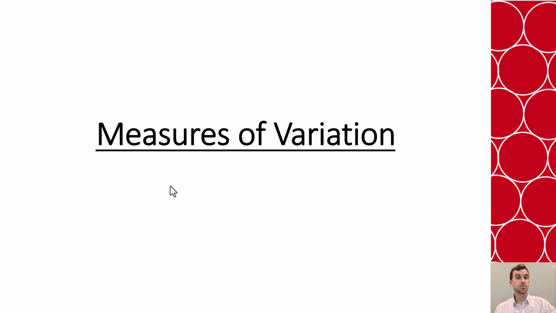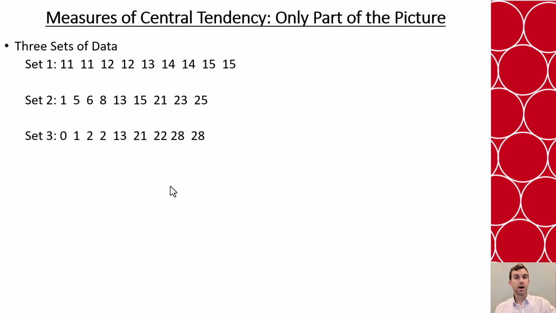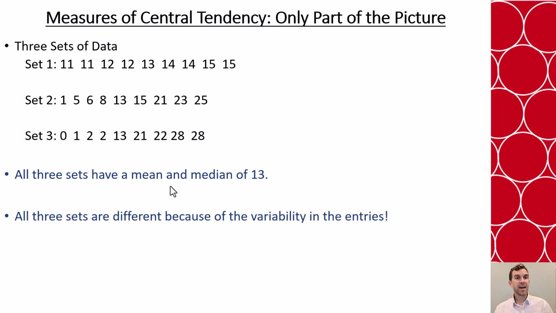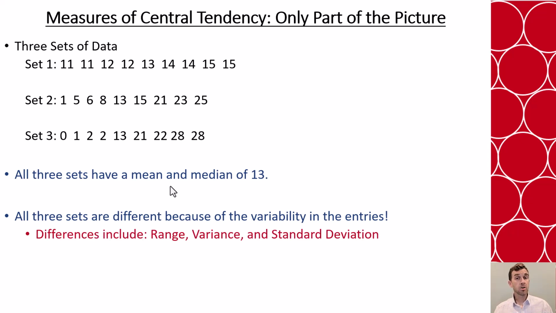In this video, we'll discuss measures of variation. Now, we've talked about mean and median, and one of the things to recognize is that those are only part of what we need to understand from a set. For example, if I look at all three of these sets, they will have the same mean and median, which is 13. However, there's a lot of variability in these sets, and that changes some of what we understand from these three sets. Because of that, we want to also be looking at things like the range, the variance, and the standard deviation of a set.